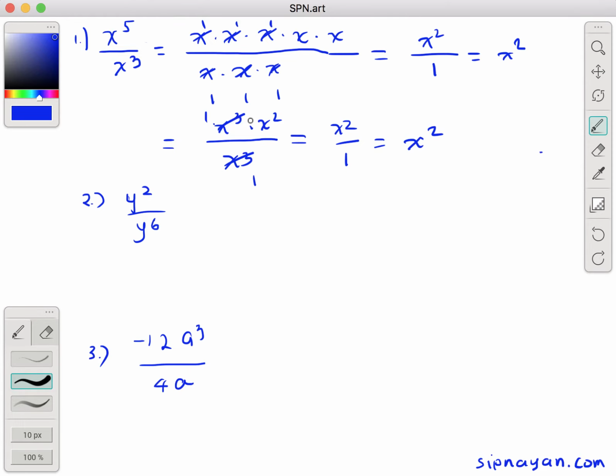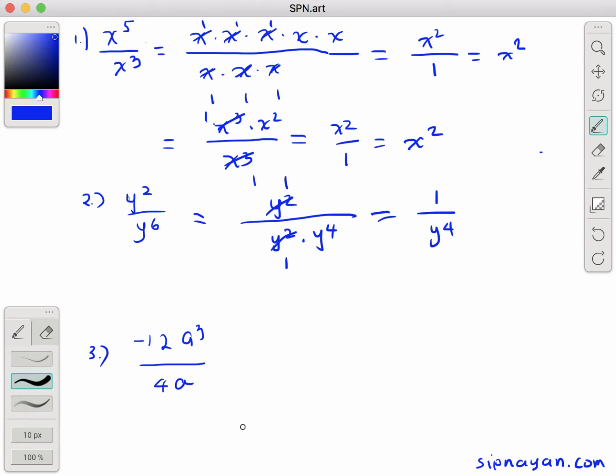Okay? So, i-apply natin yung pangalawang technique dito sa y squared over y to the 6. So, mas malaki yung baba, di ba? So, meaning, dapat may y squared tayo sa baba para makapag-cancel tayo. Pero y to the 6, so ibig sabihin may y to the 4 pa tayo. So, y squared divided by y squared is 1. So, we have 1 sa numerator and y to the 4th sa denominator.